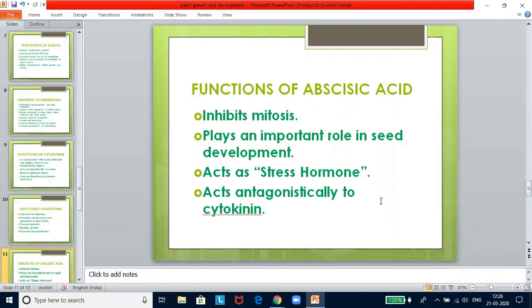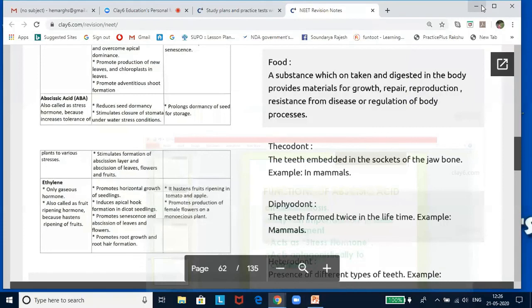Abscisic acid application to a leaf causes the treated areas to become yellow, an effect opposite to that seen in application of cytokinin. So, this table is very, very important. Whatever I have explained from the NEET point of view, we have captured the essence so that it becomes easier for you to understand and learn.